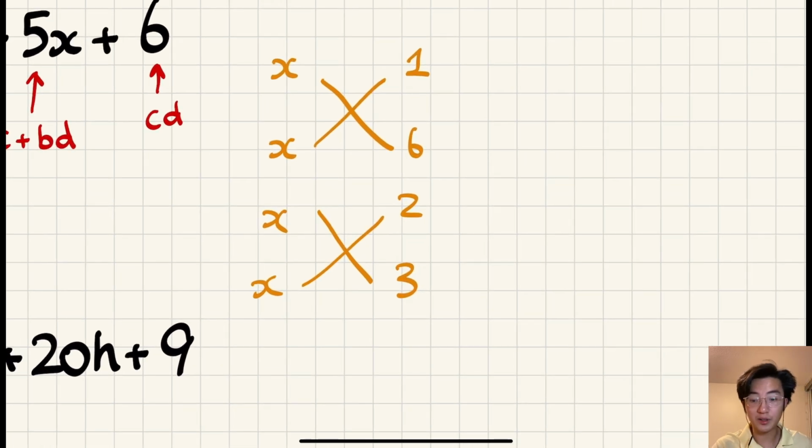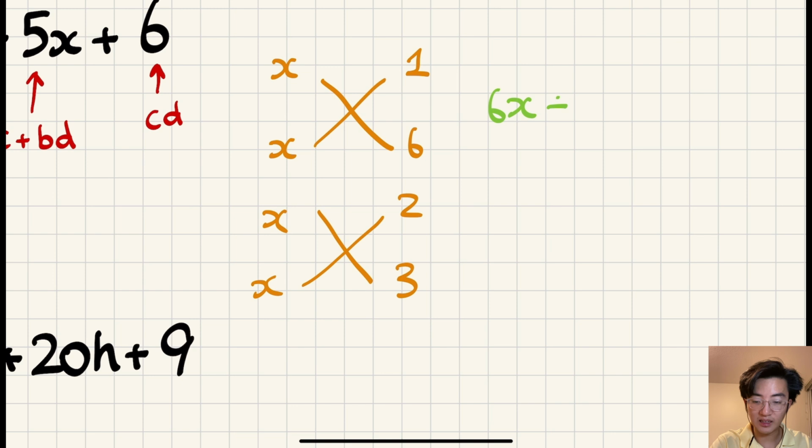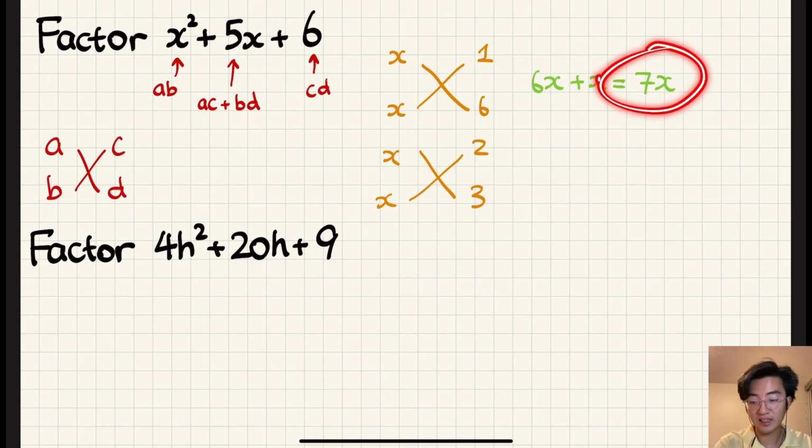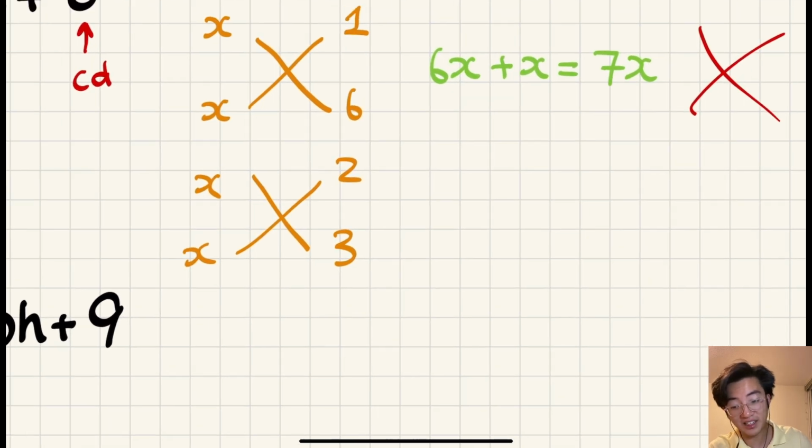So with our first cross right here, let's do it in green. We got x times 6, which is 6x. And now we add it to x times 1, which is 1x. That gets us 7x. Unfortunately, 7x is not the same as 5x, which means that this cross up there is a wrong guess. Alright, let's go guess and check. We're pretty much putting every single combination of the factors until one of them works. Speaking of every single combination, here's the second combination.